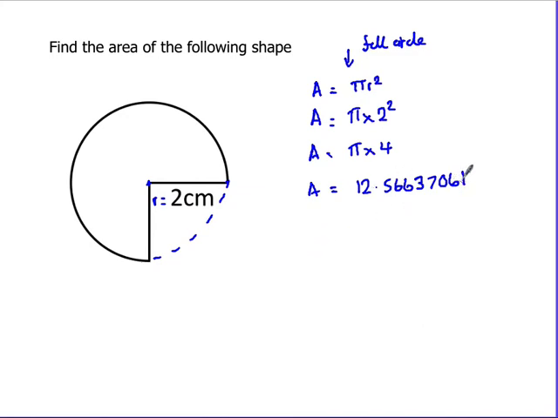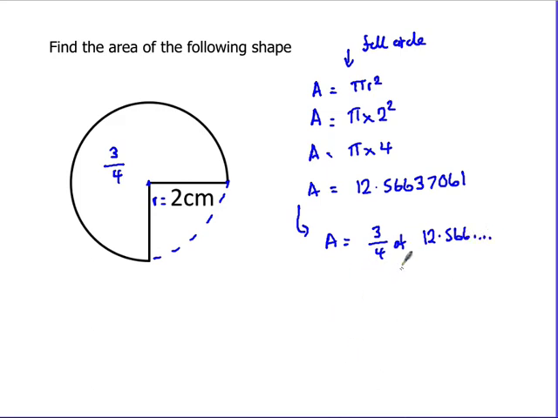Now, as I mentioned earlier, this is set up for a full circle. This isn't a full circle. It's got this quarter cut out of it here, which means I'm left with 3/4 of a circle. So I now need to find the area of the shape, which is now going to be equal to 3/4 of all of this up here.